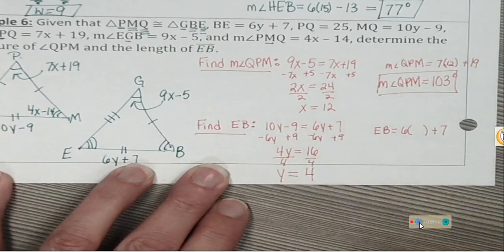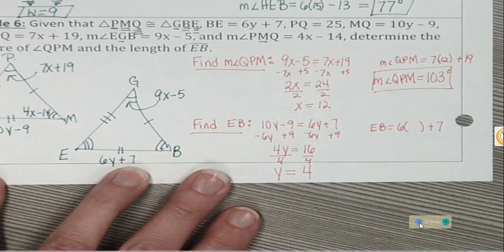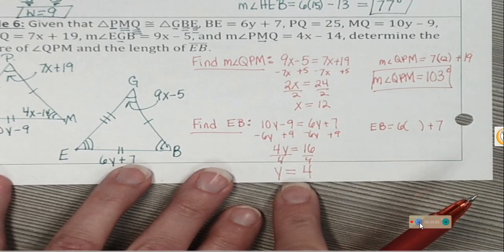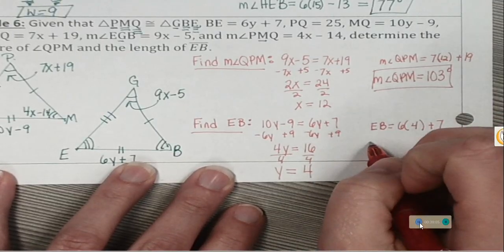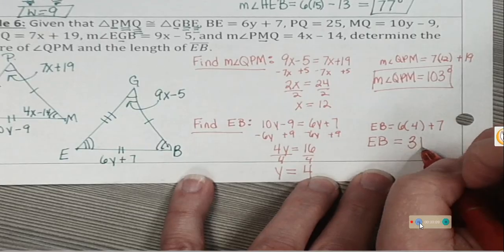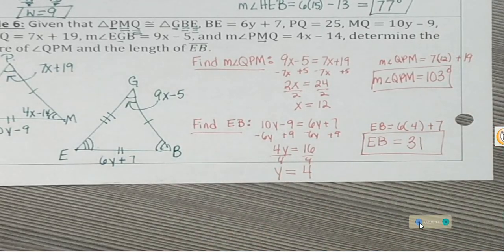4. Now, if this is a multiple choice test, I'm going to have 4 as an answer. 4 means you were on the right track, but you weren't finished. I didn't ask you for y. I asked you for EB. So to get that, you would do 6 times 4 plus 7, and you should get 31, my friends tell me. So, anytime you get one of these problems where I tell you two triangles are congruent, the first thing I want you to do is mark those sides and angles that are congruent and then figure out what's equal.